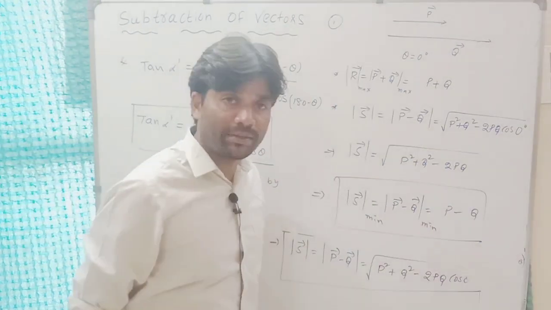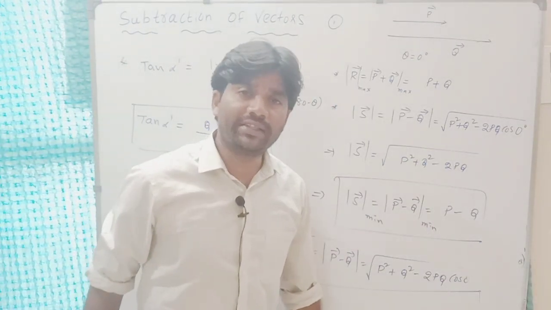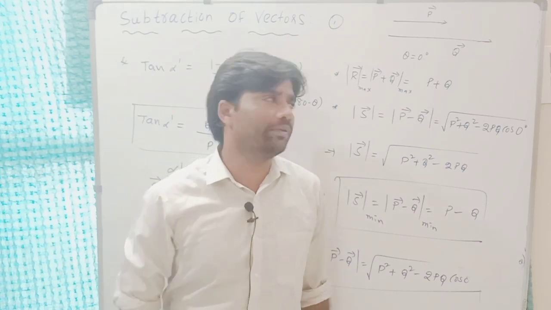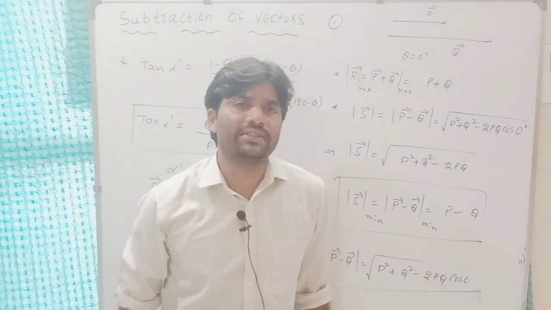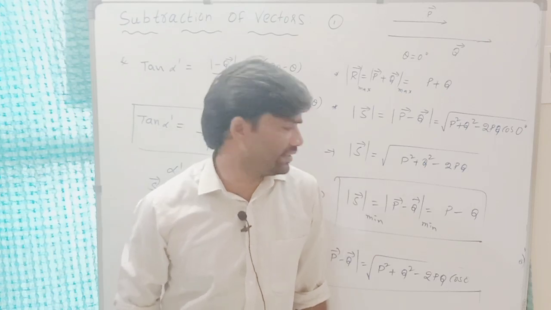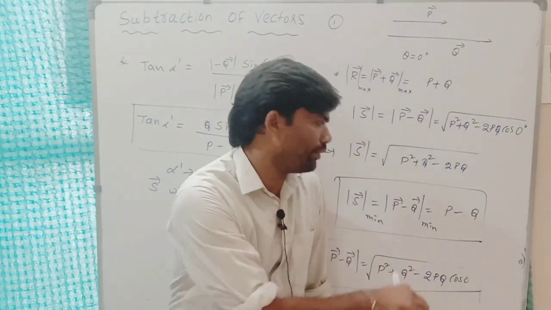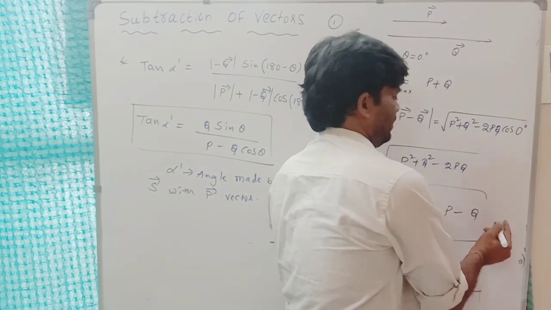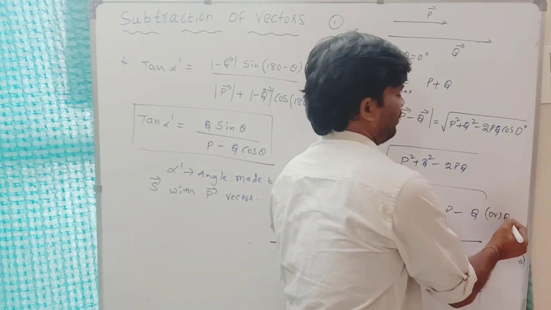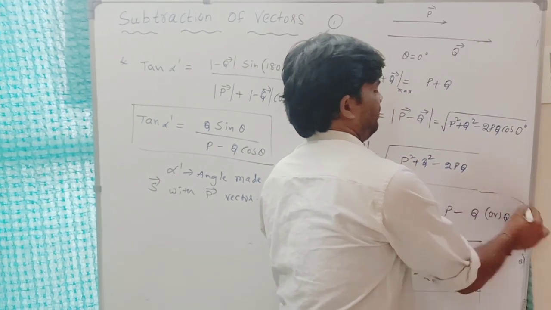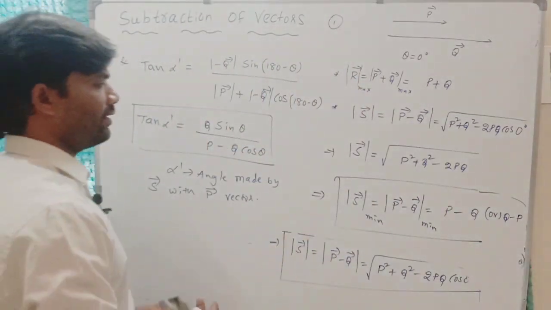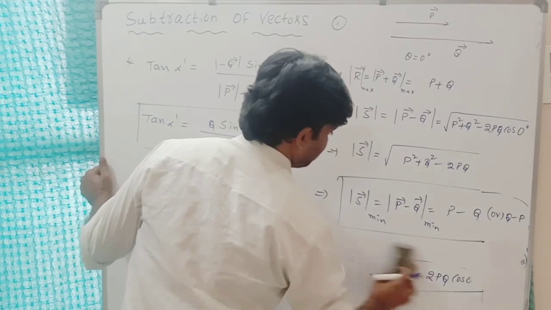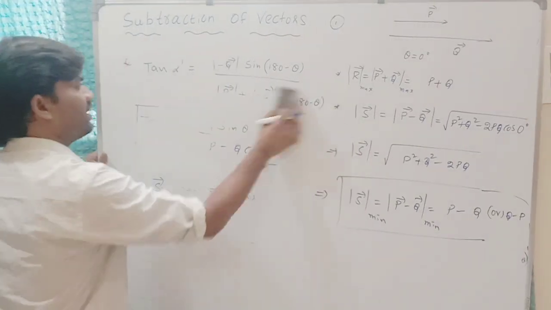When two vectors are parallel, their resultant is maximum, that is equal to P plus Q, and that vector difference magnitude is minimum, it is equal to P minus Q or Q minus P also. If Q is maximum, you can write Q minus P. Greater vector magnitude minus smaller vector magnitude, that is minimum when two vectors are parallel.